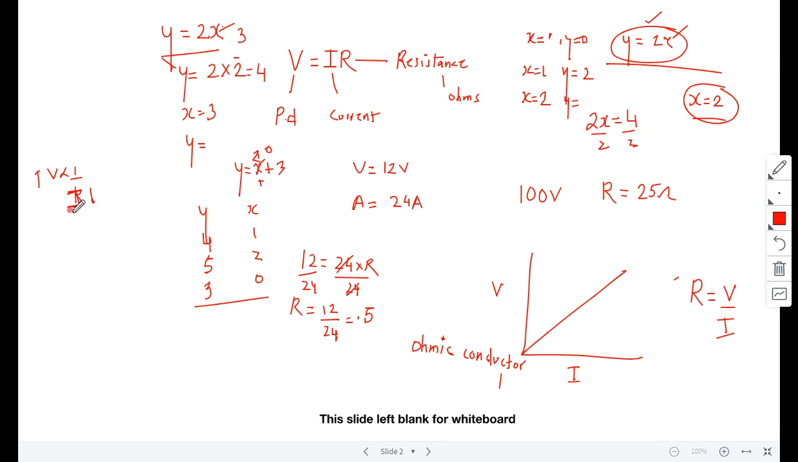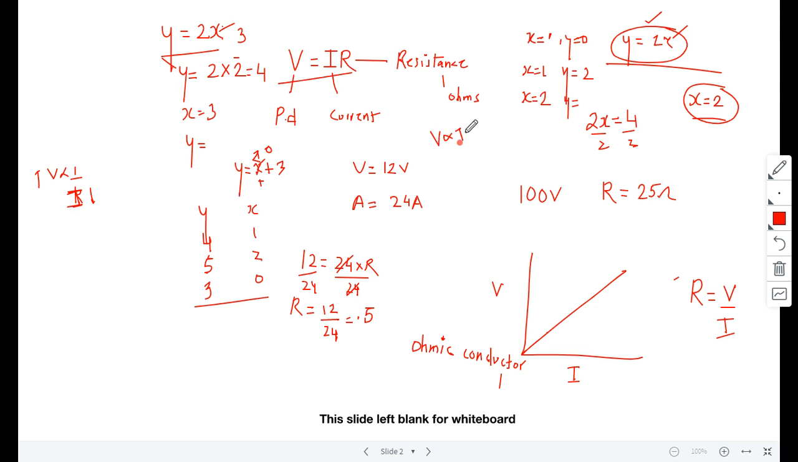One increases, the other decreases. That means an inverse relationship. But since we have already written that according to Ohm's law, when potential difference increases, the current also increases. That means V is directly proportional to I. That's Ohm's law, right?